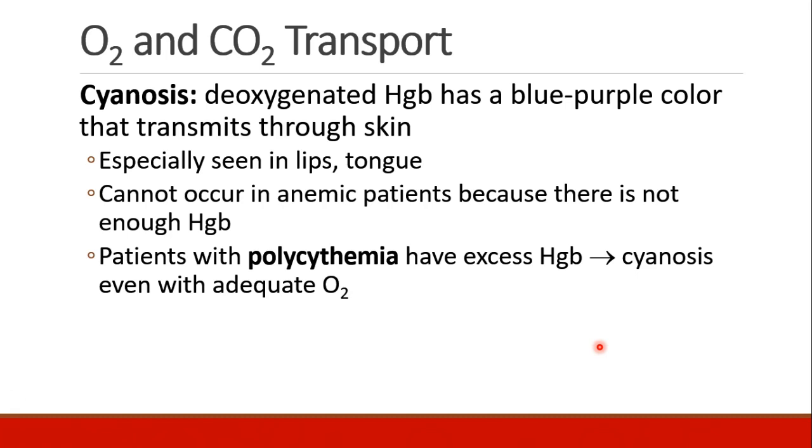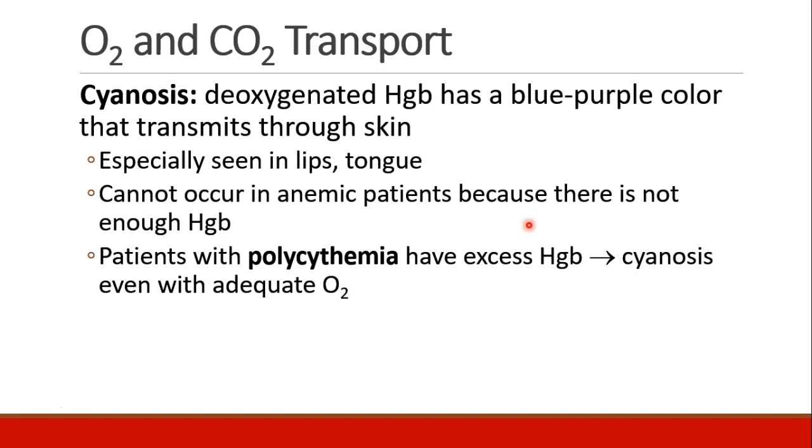Cyanosis occurs because when hemoglobin is deoxygenated, it has a blue purplish color that transmits through the skin. It's not that deoxygenated blood itself is blue. We've all seen venous blood, and it's pretty red, maybe a little bit purple. But when it transmits through the skin, especially the lips or the tongue, we see a very blue tinge. So since cyanosis relies on hemoglobin, if a patient is really anemic, they can't be cyanotic because there's not enough hemoglobin to generate that color.